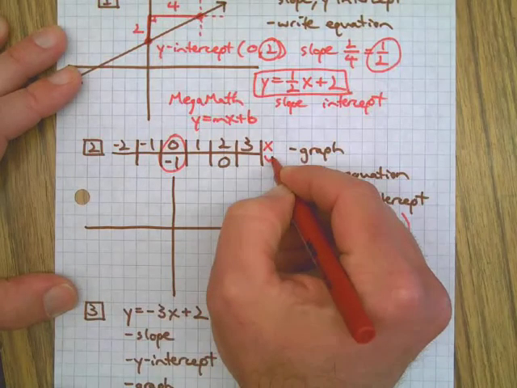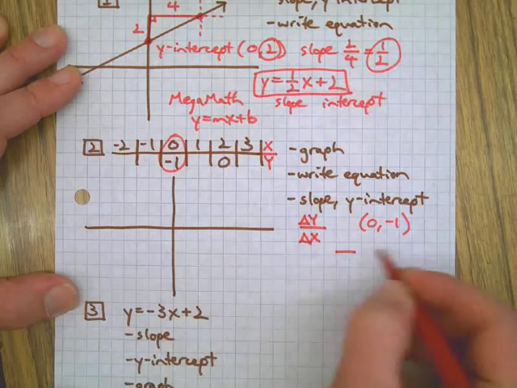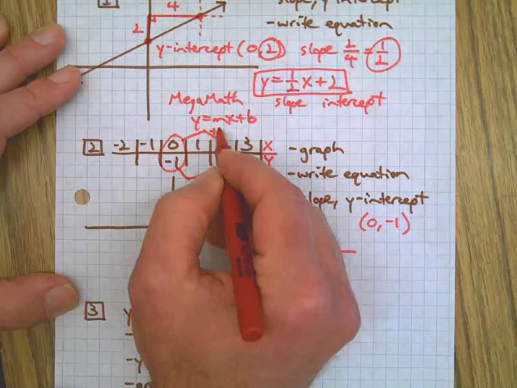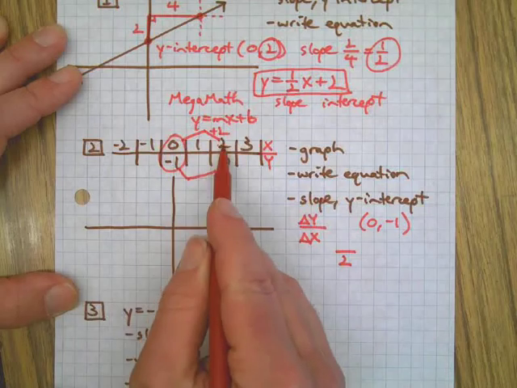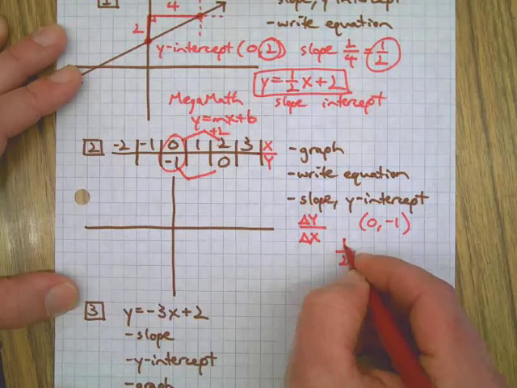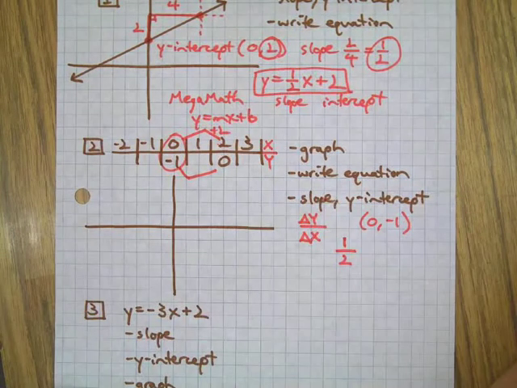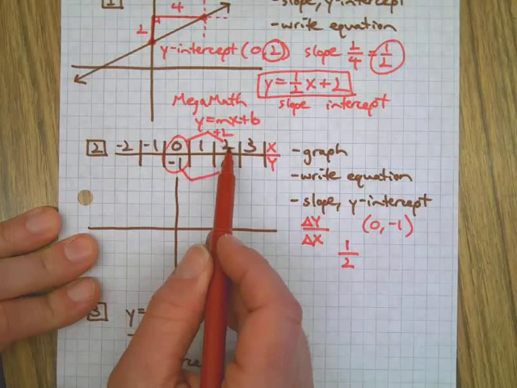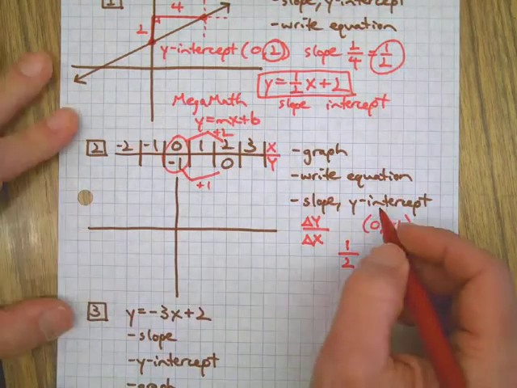Remember, this is an x-y table, and slope is the change in y over the change in x. So according to my table here, x changed by 2, and during that period when x changed by 2, y changed by 1. Make sure I got that right, because sometimes x is on top over here and on bottom over here. Slow down, double check your work. x went up 2. During that period, y also went up by positive 1. Okay, that's the slope. Slope is 1/2.